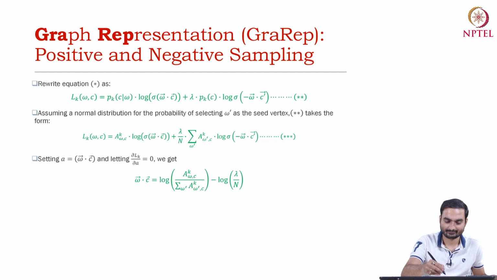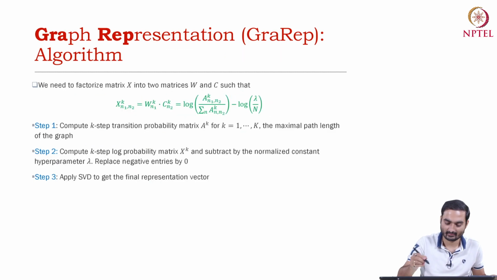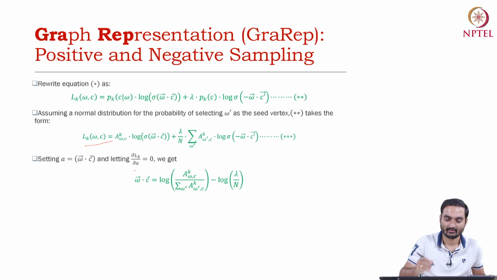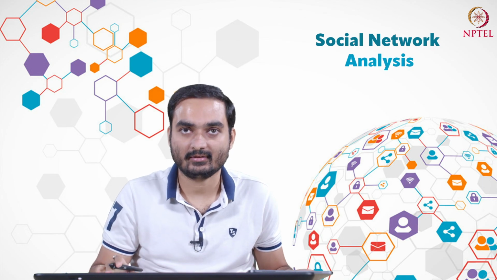Then we do a lot of approximations. I am not going into the details of this. Then we take the derivative, because this is the objective function. We take the derivative with respect to A, then we update the values using normal gradient descent kind of approaches. So, we stop here.